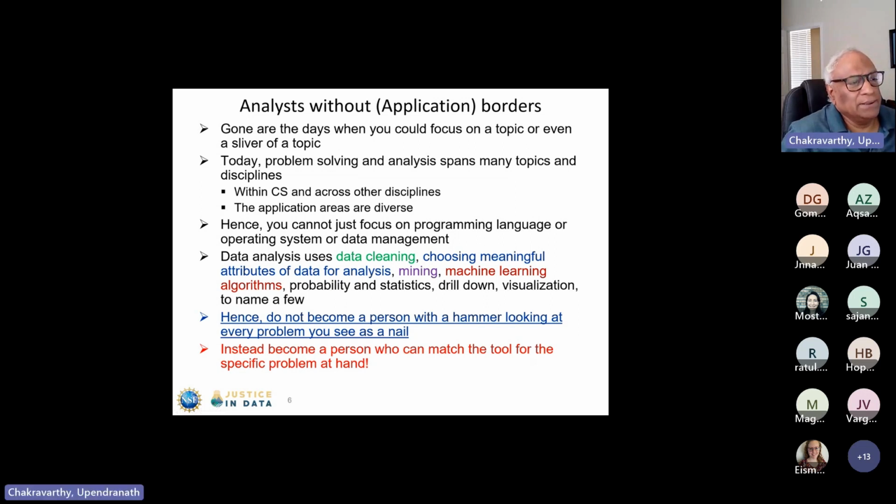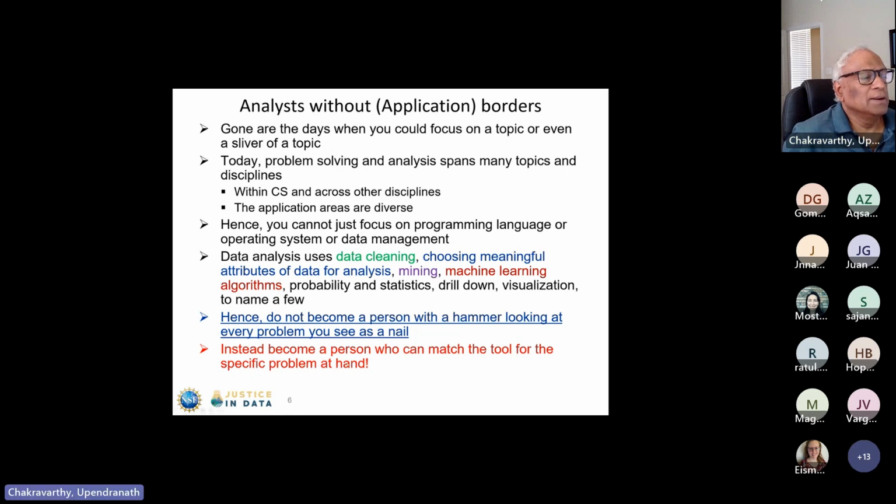And data analysis itself has many steps, meaning choosing meaningful attributes for data for analysis, mining, machine learning, algorithm, probability and statistics, drill down, visualization. So you have to be careful in what you choose, how you choose, why you choose.